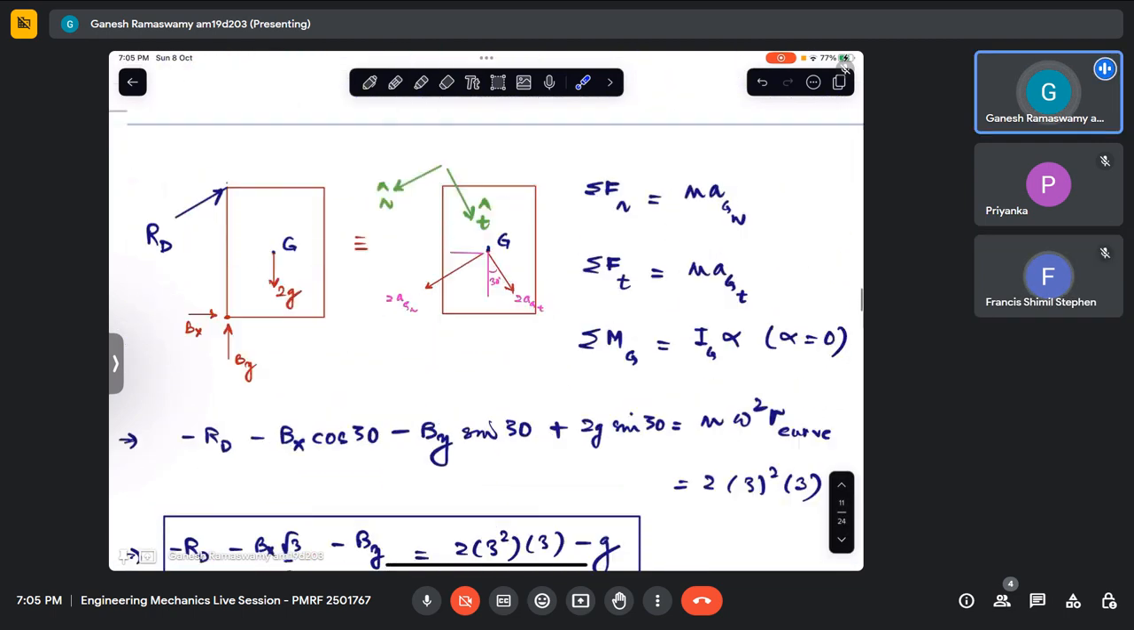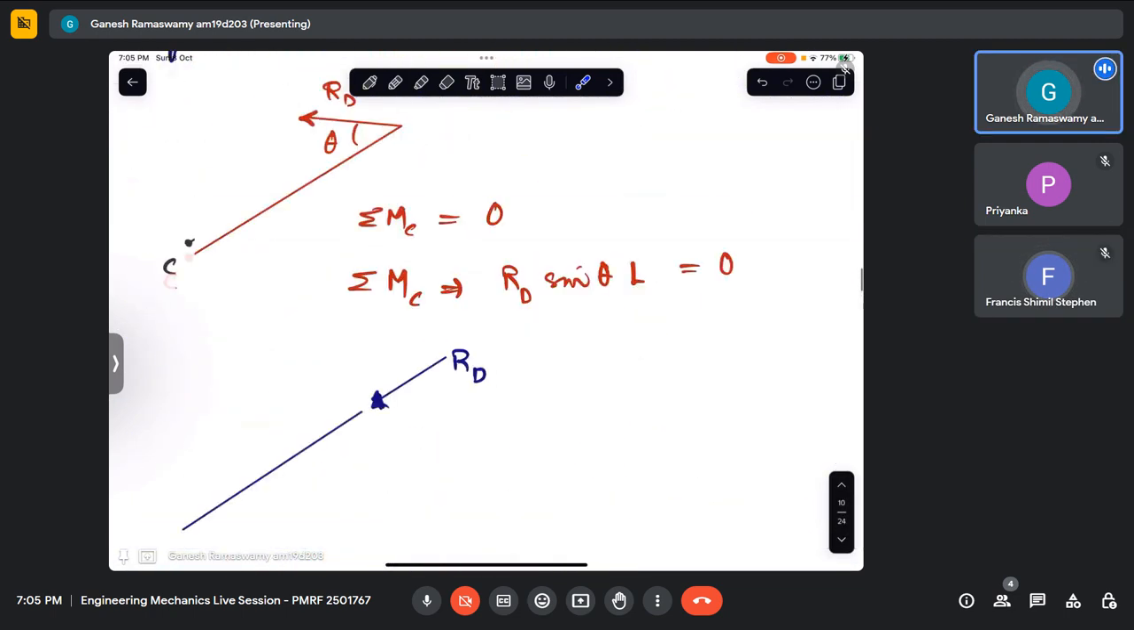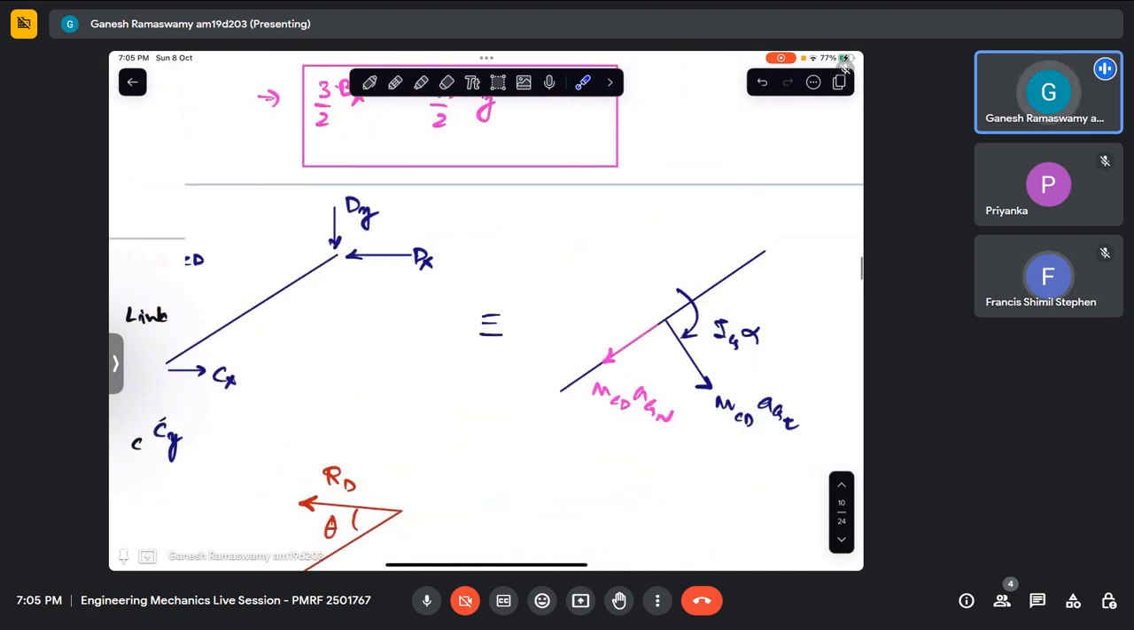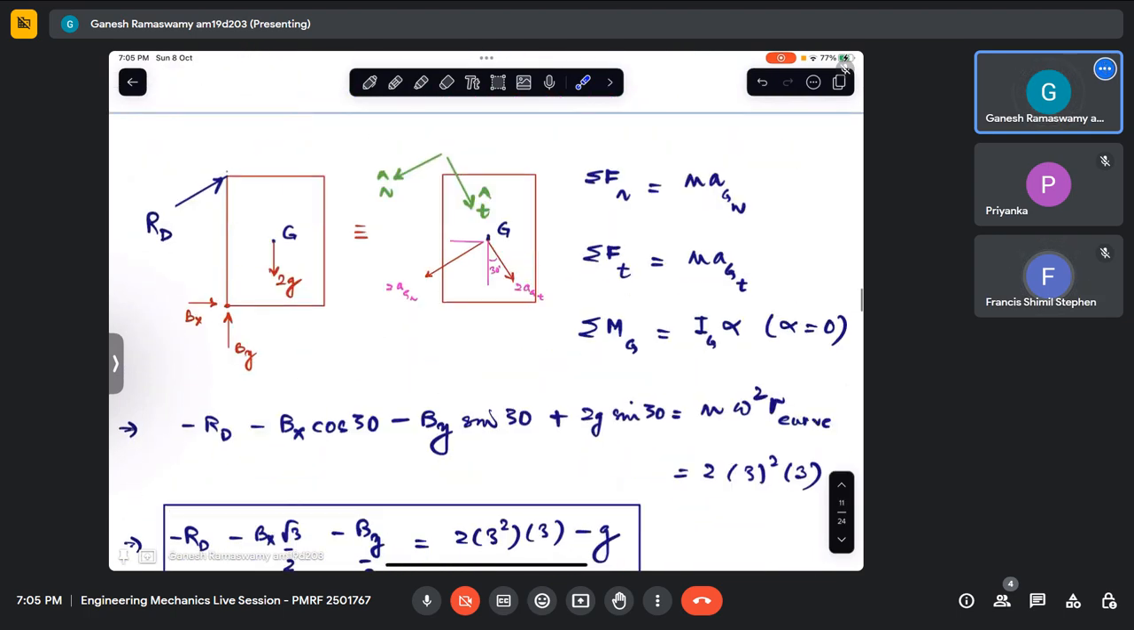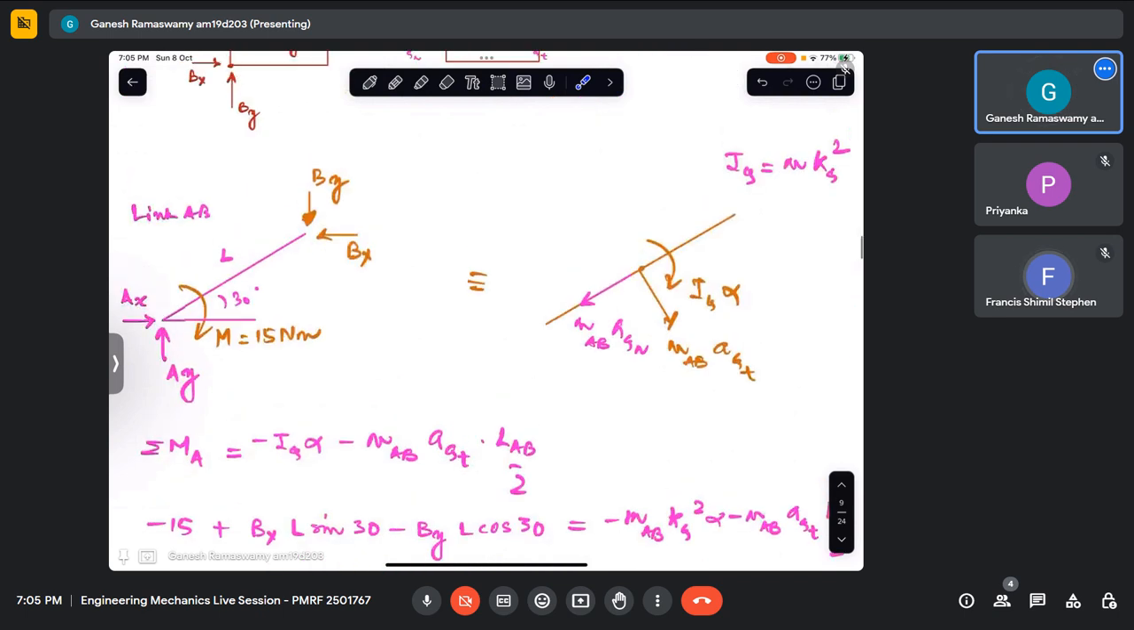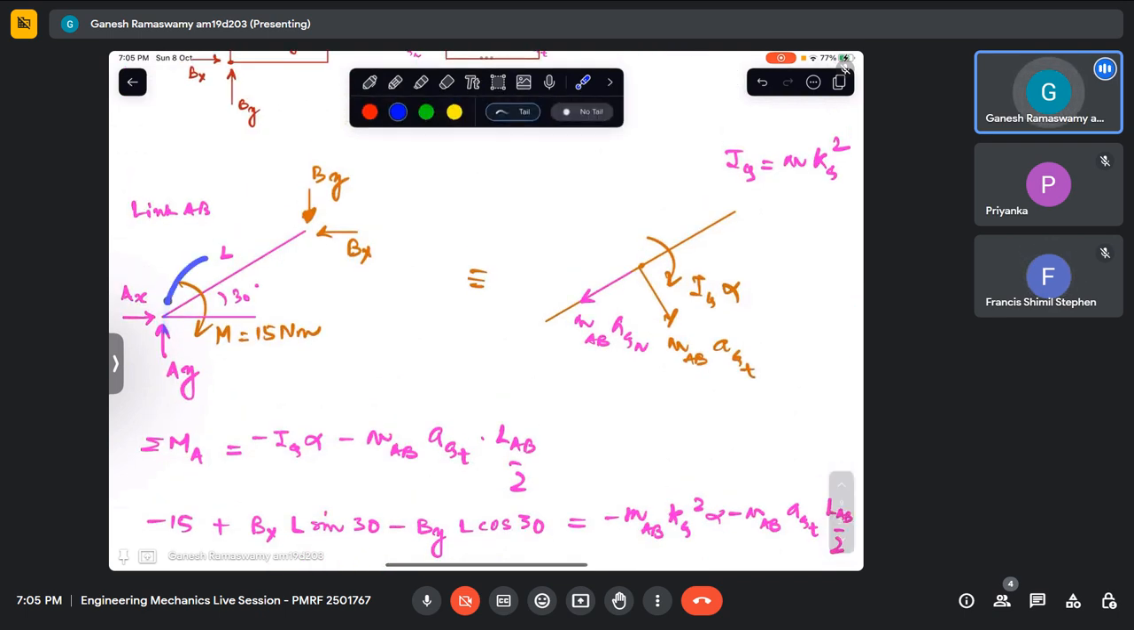No, but this is actually having a force, right? This link. Where is that link? This link is having a couple applied, right? The reactions would have to mobilize such that this is also balanced.